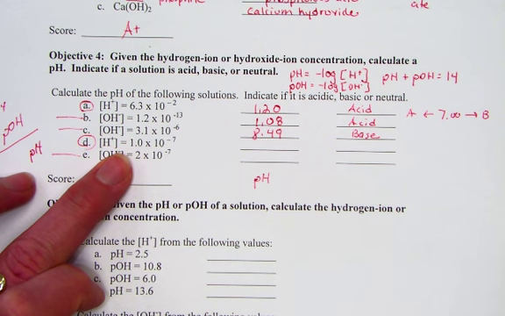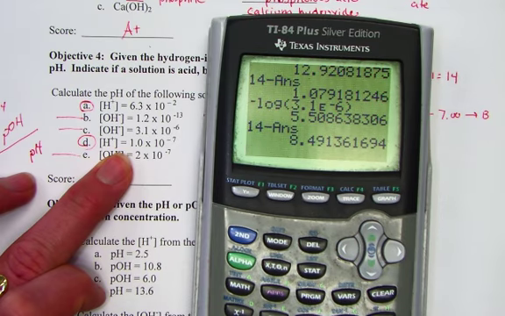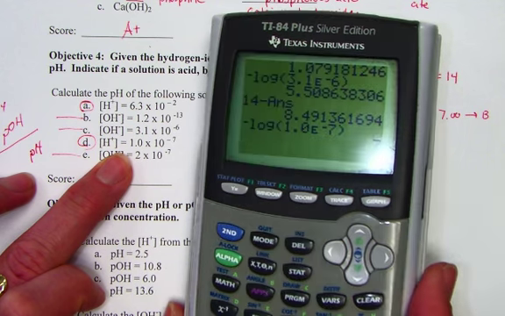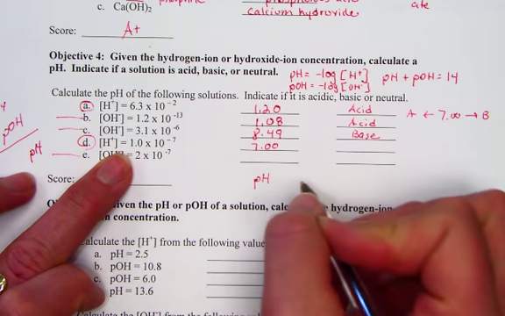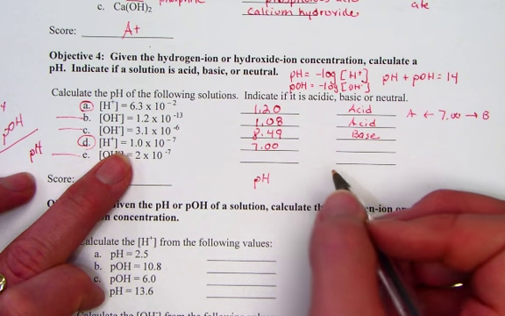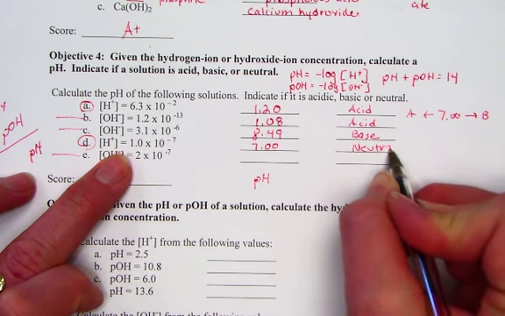Letter D gives us hydrogen ion directly. No need to do 14 minus because we're given the power of hydrogen directly. Letter D can be found by hitting negative log of 1.0 E negative 7, and we get a value directly of 7.00. Again, always 2 decimal places with pH is required, and this is exactly neutral.